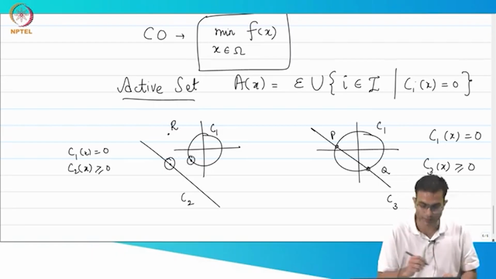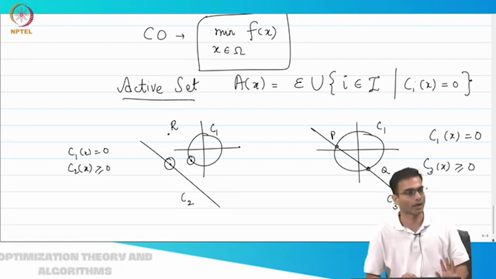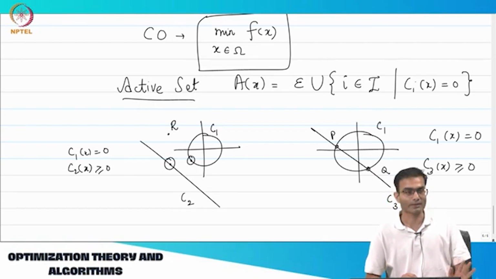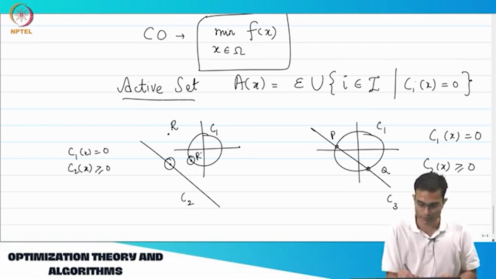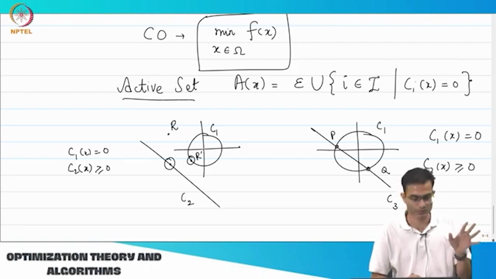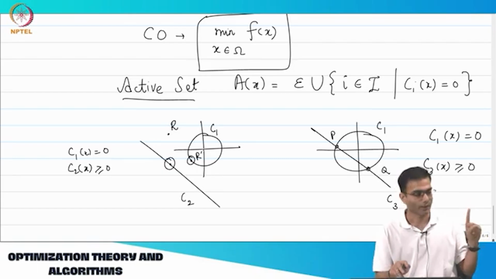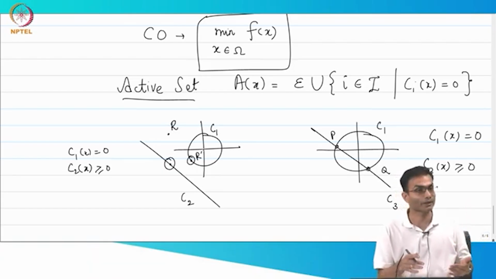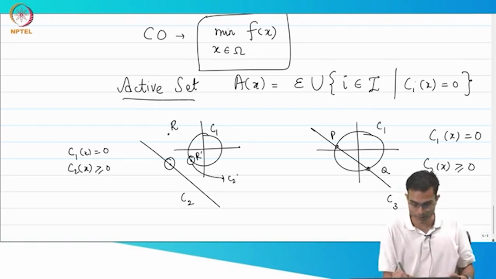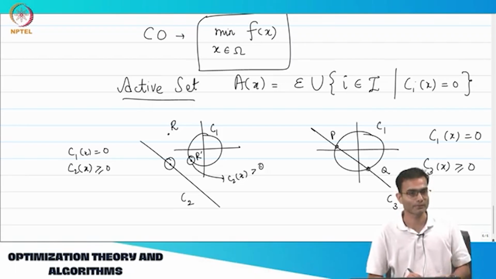If I were standing at this point on the circle, am I in the feasible set? I am in the feasible set. What is the active set at this point over here, R dash? Only C1(x), because only the equality always has to be there, right? So C1(x) is there, so the active set has the digit 1 inside it. C2(x) is strictly greater than 0 at this point. It's not equal to 0. So therefore, the inequality is not active.